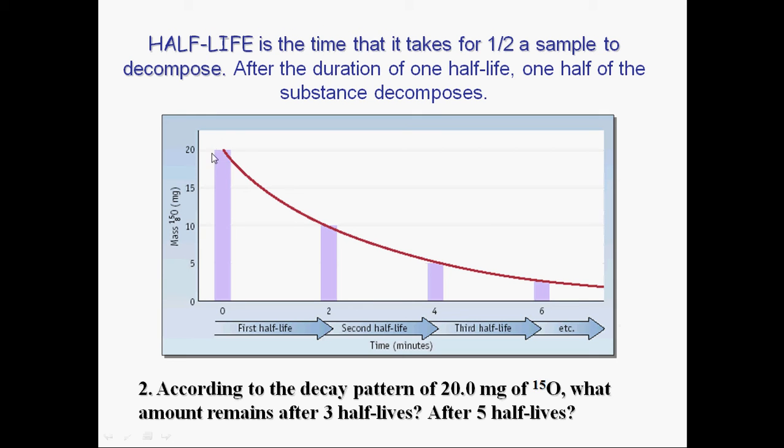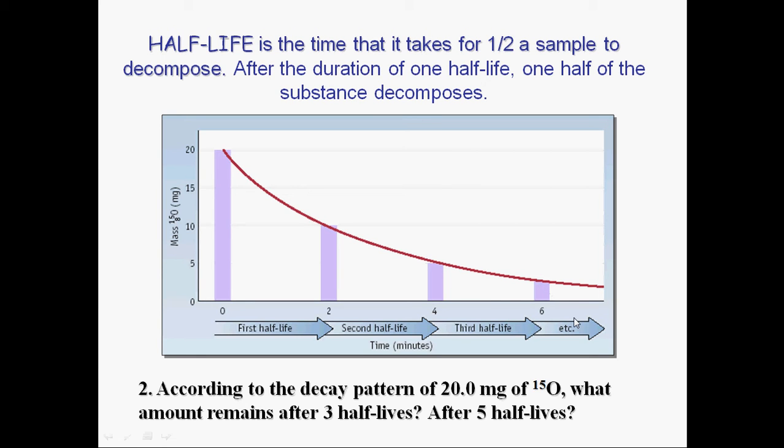So we see that we're starting out with 20 milligrams of our oxygen. After one half-life has passed, we're down to 10, because 10 is half of 20. After another half-life goes by, we halve it again, so it goes from 10 down to 5 milligrams. And then after the third half-life, which answers the first part of this question, we're going to divide in half again, which brings us down to 2.5 milligrams.